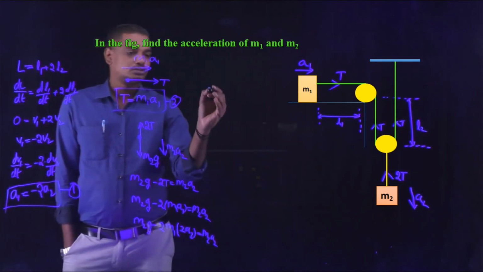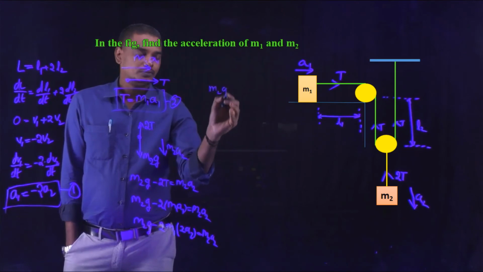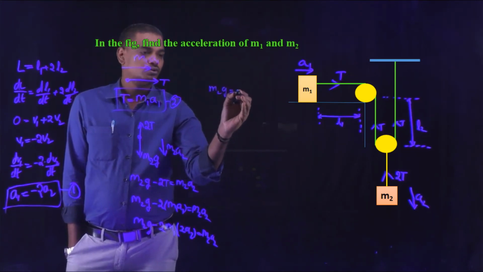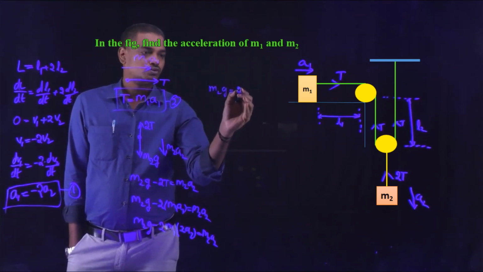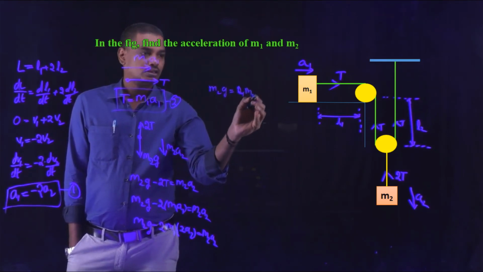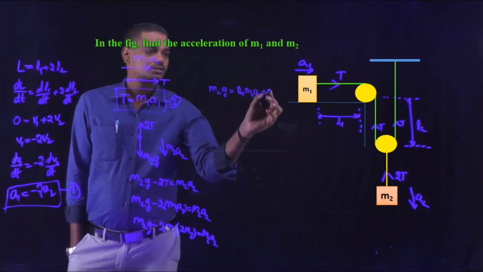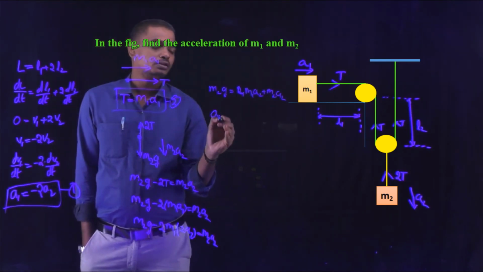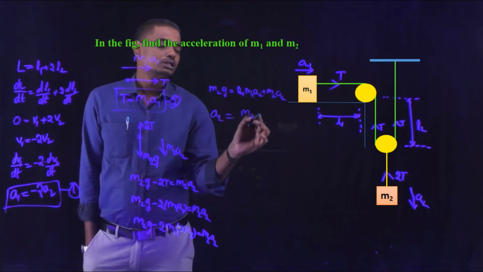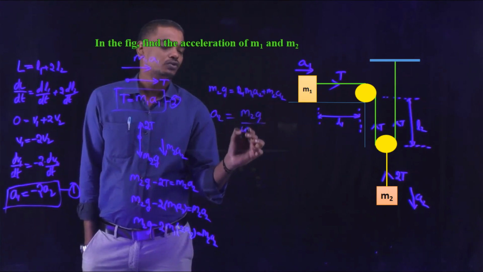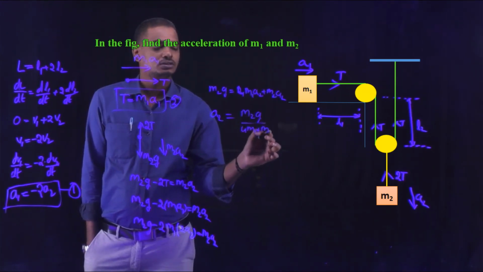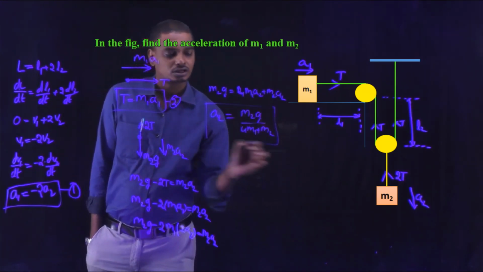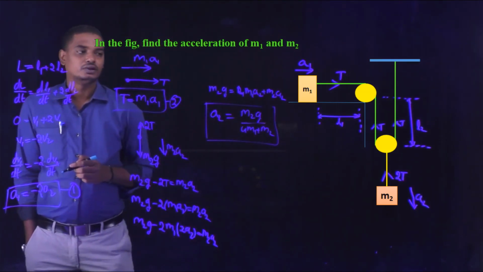So from this, m2g is equal to 4 m1a2 plus m2a2, from which a2 can be taken common. a2 is equal to m2g by 4 m1 plus m2. It's the acceleration of the block of mass m2.